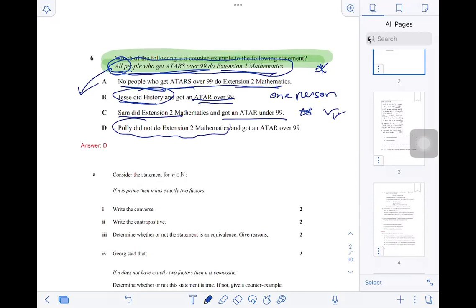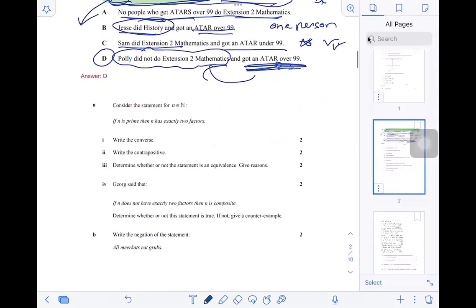Polly did not do extension maths, but she did get an ATAR over 99. This one will disprove it, because that's one person who got over 99 but did not do extension maths.